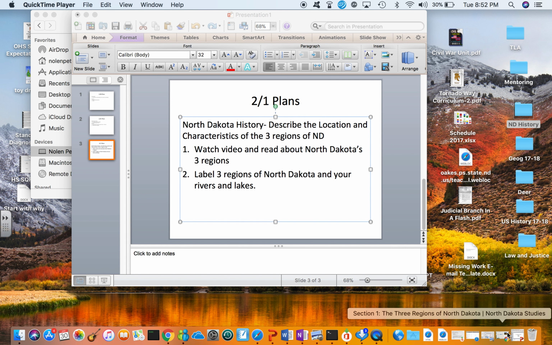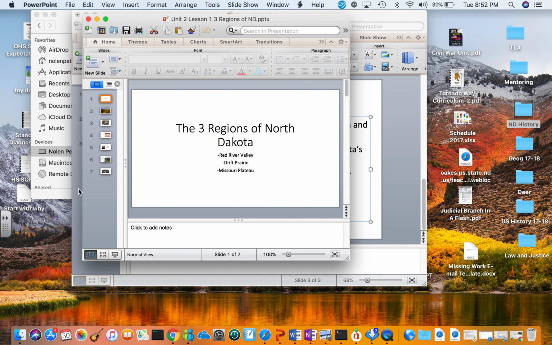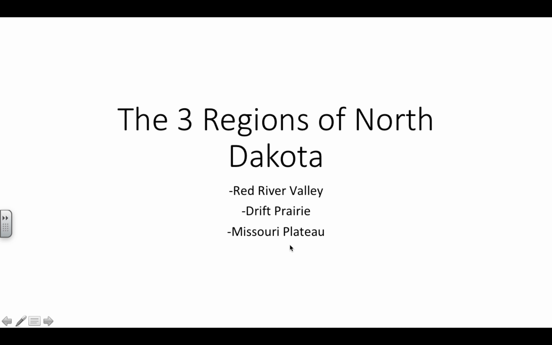All right, let's get started. Our very first unit under North Dakota talks about the three regions of North Dakota. North Dakota has three regions: the Red River Valley, the Drift Prairie, and the Missouri Plateau. You've probably heard of the Red River Valley, but the Drift Prairie and the Missouri Plateau are actually both much bigger than the area that's considered the Red River Valley.